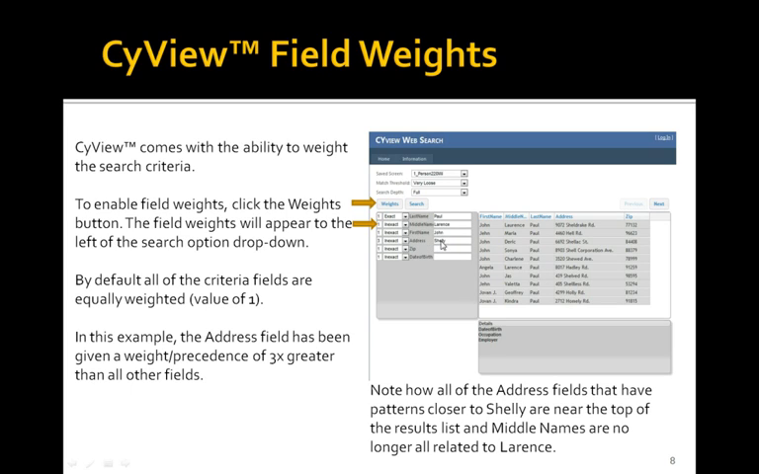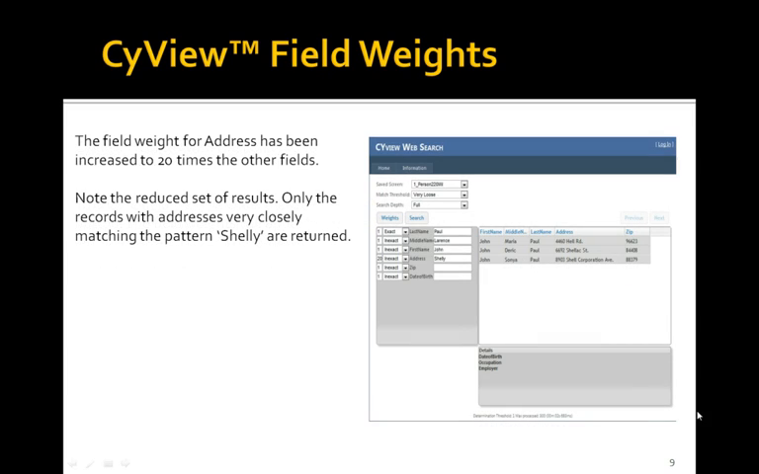The criteria of Shelley was entered. Note how all the address fields that have patterns closer to Shelley are near the top of the results list, and the middle names are no longer all related to Lawrence. The field weight for address has now been increased to 20 times that of the other fields. Note the reduced set of results, and only the records with addresses very closely matching the pattern Shelley are now returned.